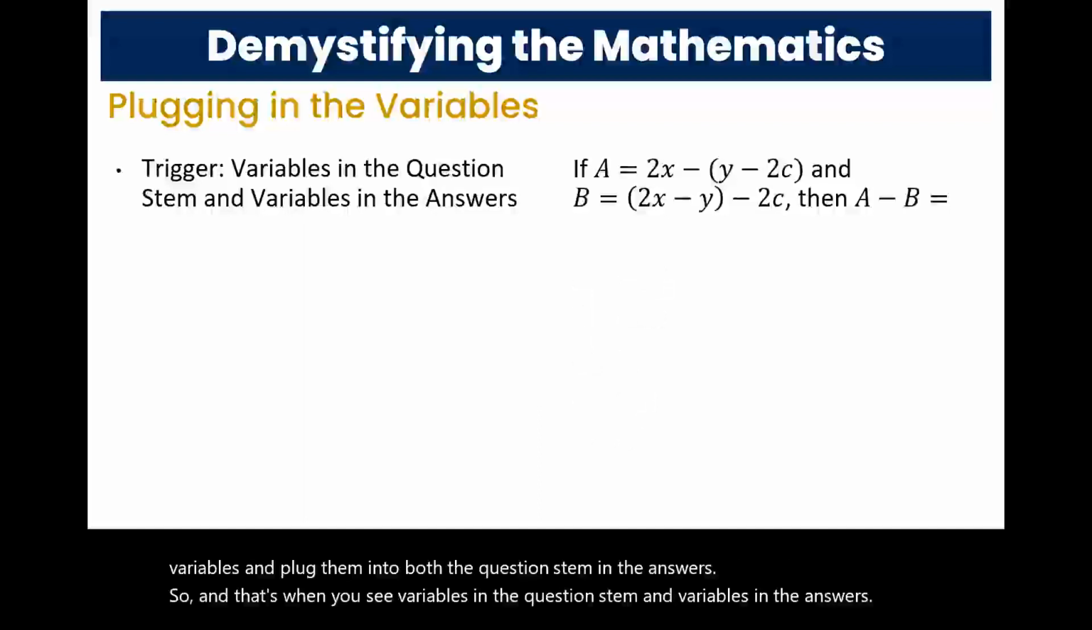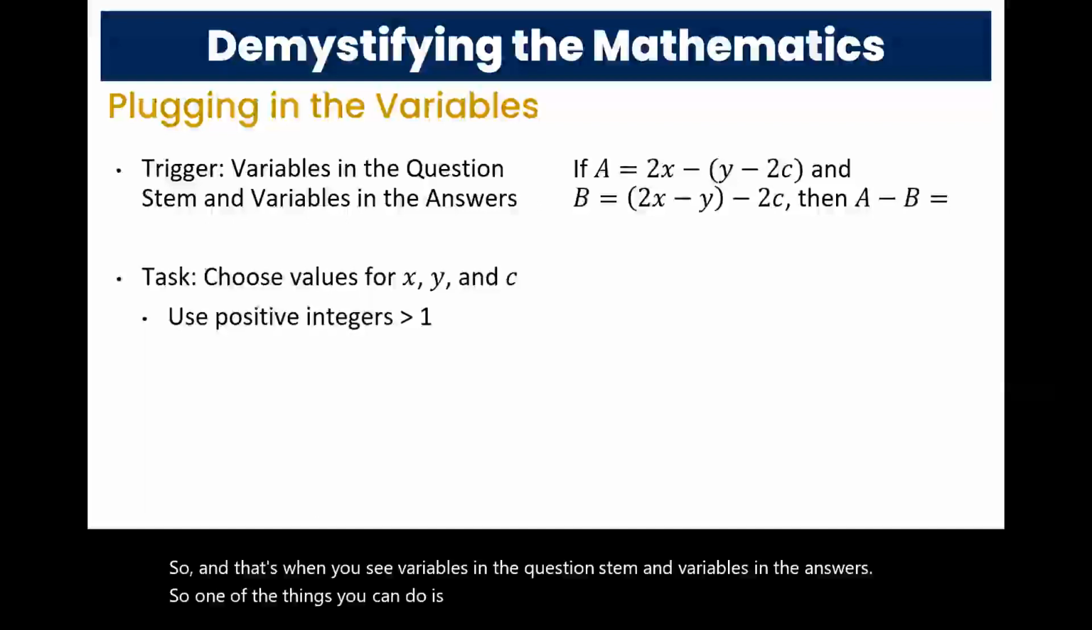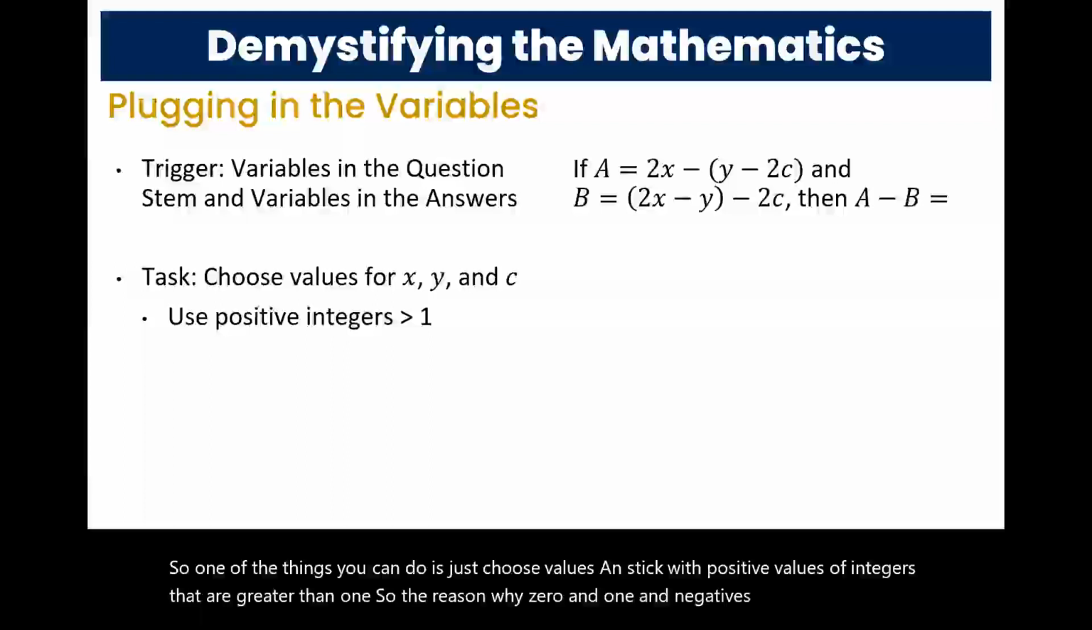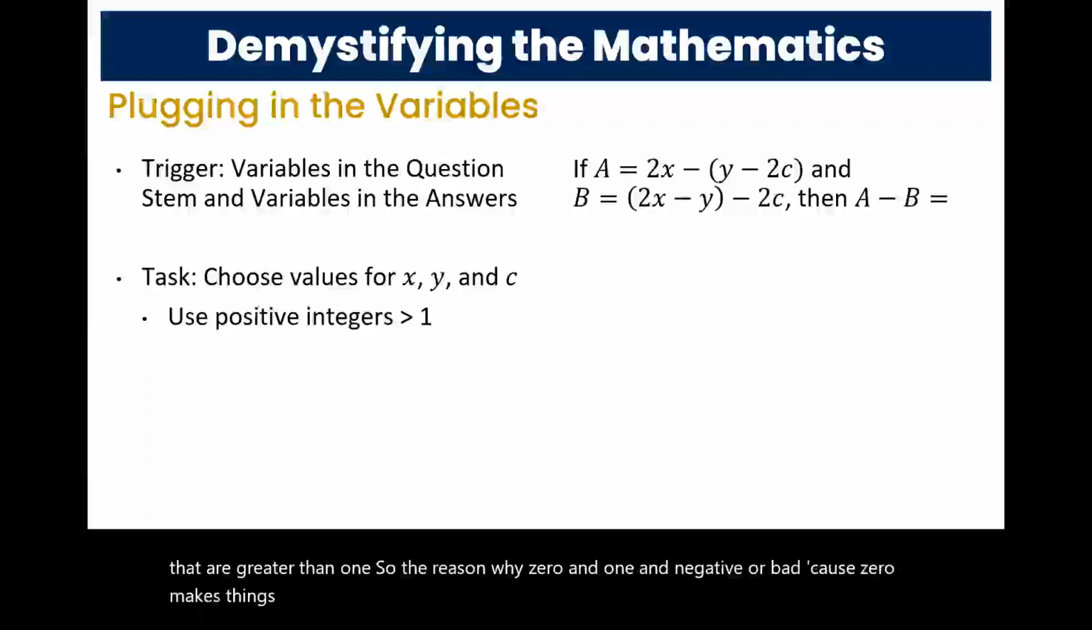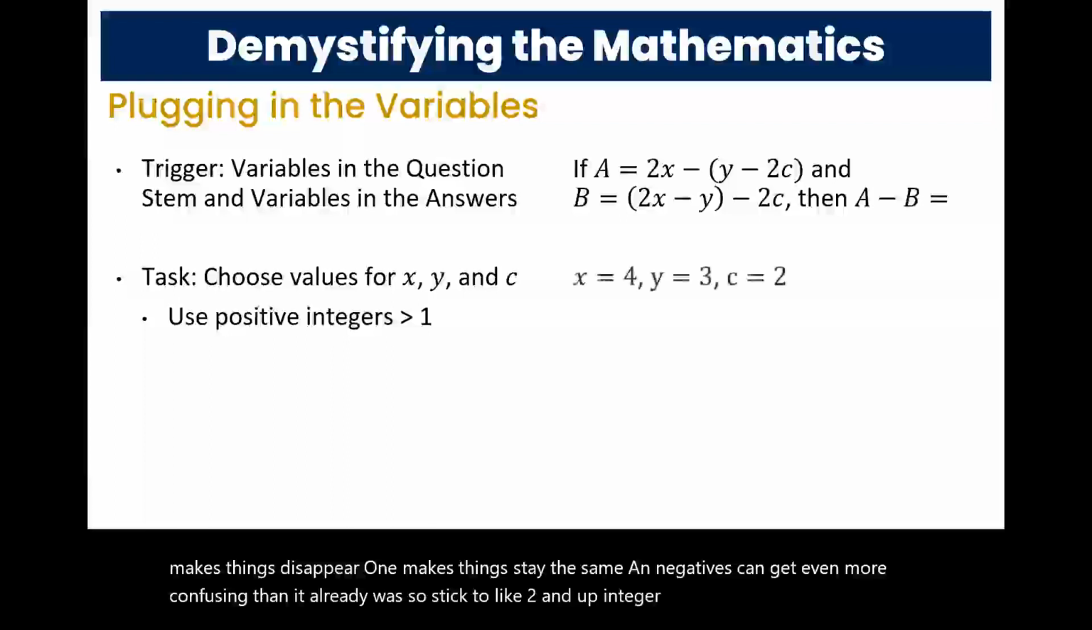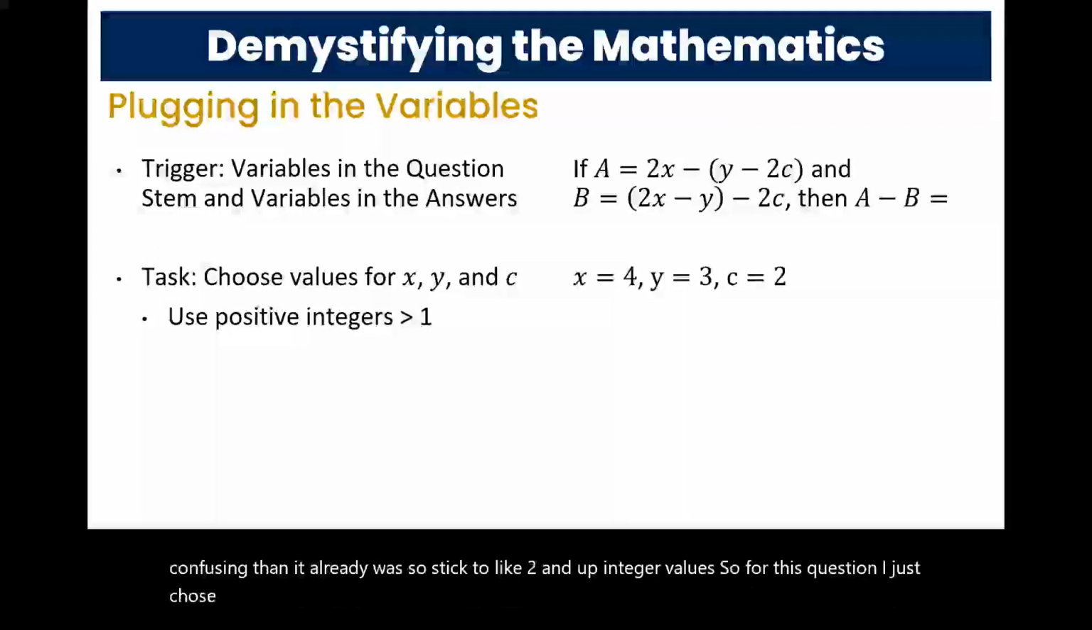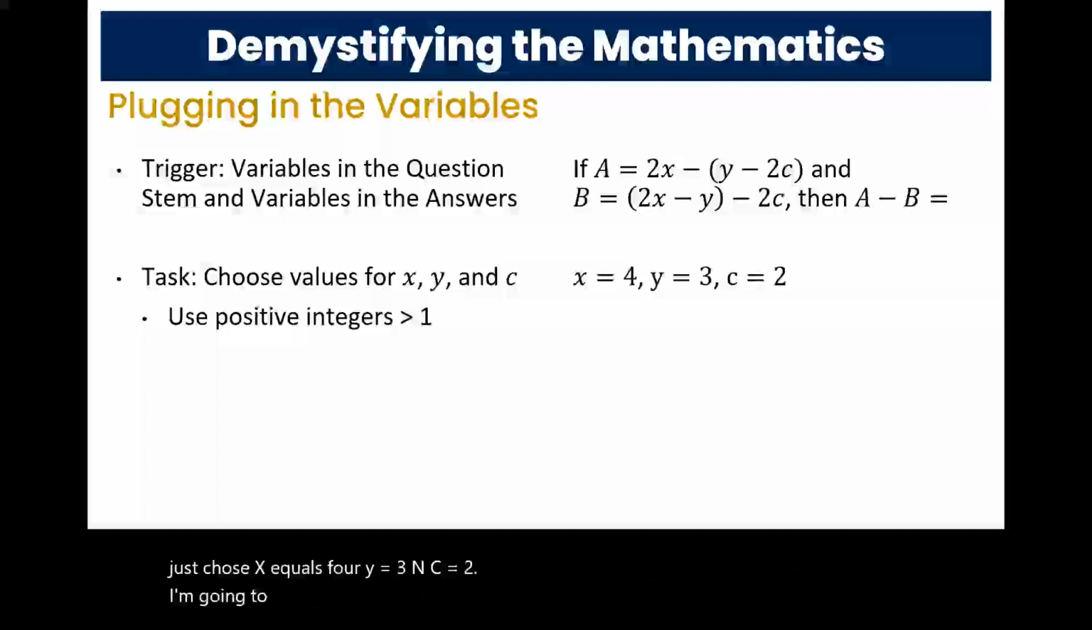One of the things you can do is choose values and stick with positive integers that are greater than 1. The reason 0, 1, and negatives are bad is that 0 makes things disappear, 1 makes things stay the same, and negatives can get even more confusing than it already was. So stick to 2 and up integer values. For this question, I chose x equals 4, y equals 3, and c equals 2. I'm going to take those values and plug them into that equation.